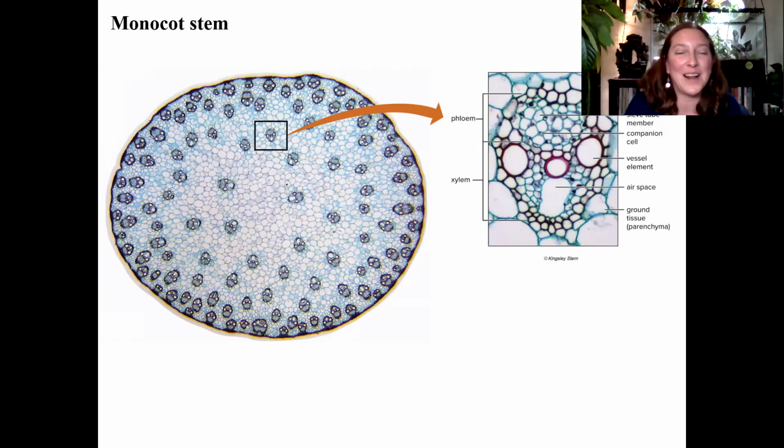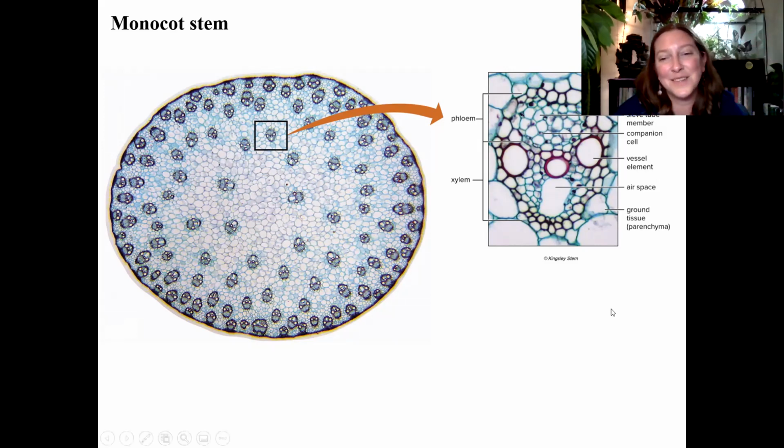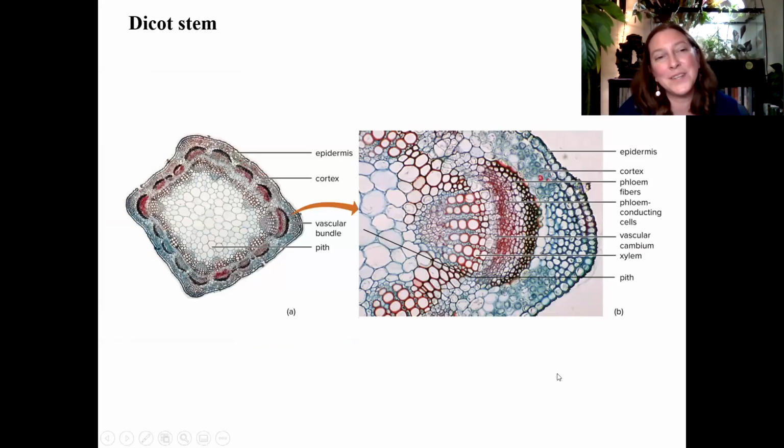So that's another way you can tell a monocot stem apart from a dicot stem. I always think the monocot stem has vascular bundles that are scattered, but also that the vascular bundles look like little faces. So that could help you. Whereas the dicot vascular bundles do not look like faces.